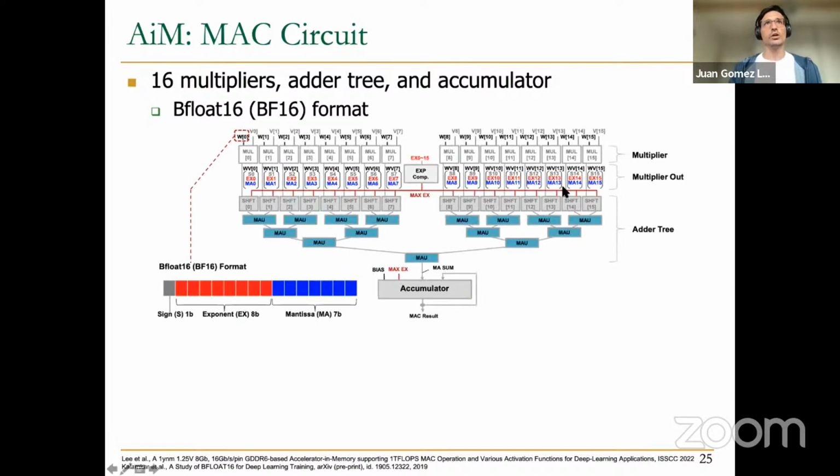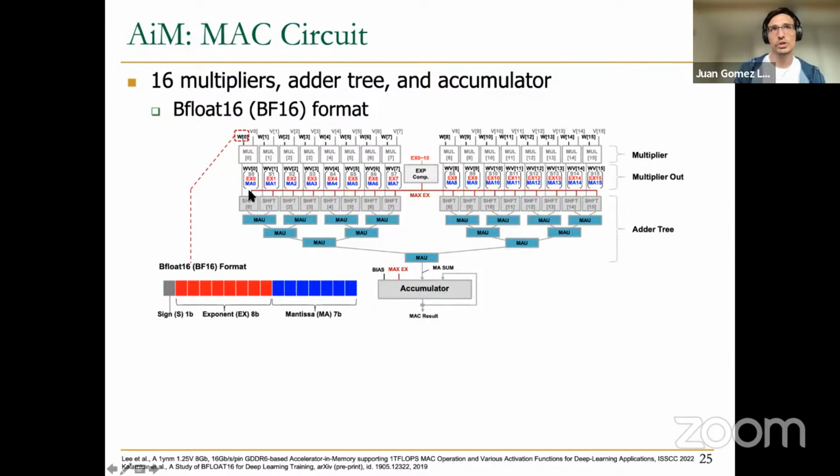Here you see a figure of this MAC circuit. At the very top, we can identify the 16 multipliers. As you see, the inputs to each of these multipliers are one element coming from the matrix of weights, and the vector, in this case element B0, are the inputs to lane 0 in the multiplier. Observe that this is essentially like a SIMD unit of 16 lanes.